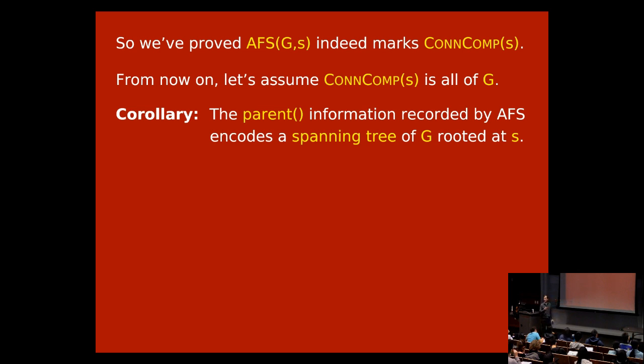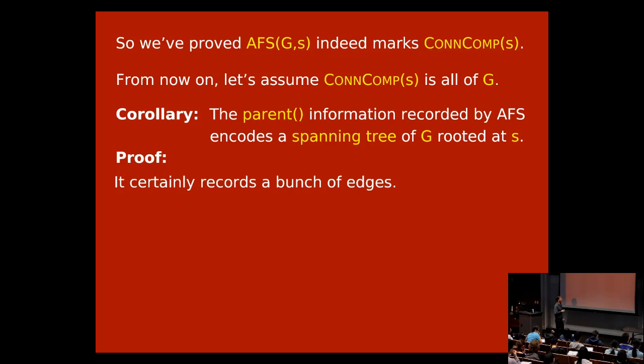Now I want to come to this bonus information that I mentioned a long time ago, which is that not only does AFS solve the connectivity problem, it actually finds for you a spanning tree of G rooted at S. And how does it find it? It's encoded in this parent information that we kept around. So how can we show that this parent information, which is like those yellow arrows that we drew when we were looking at the picture of how the algorithm runs, is actually a spanning tree?